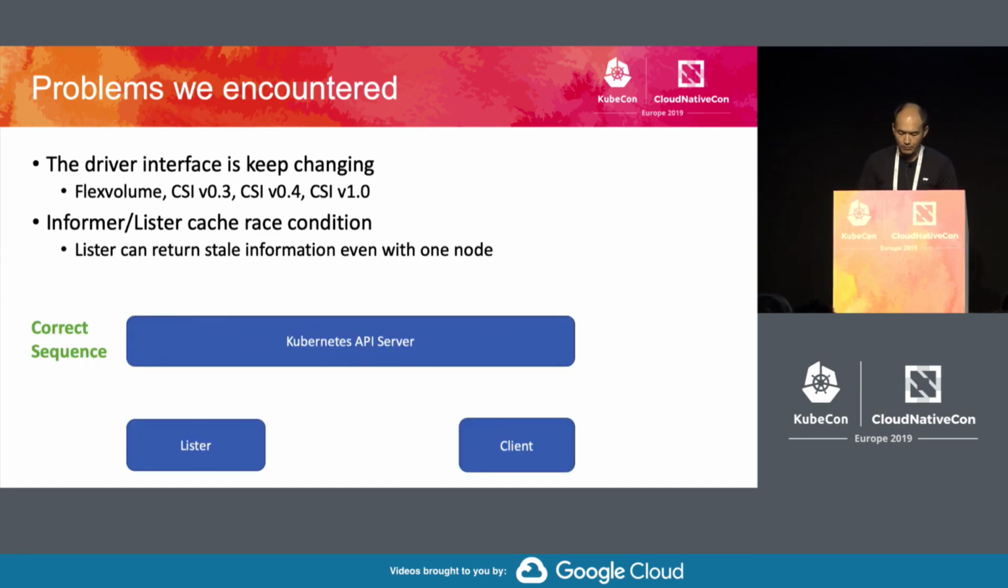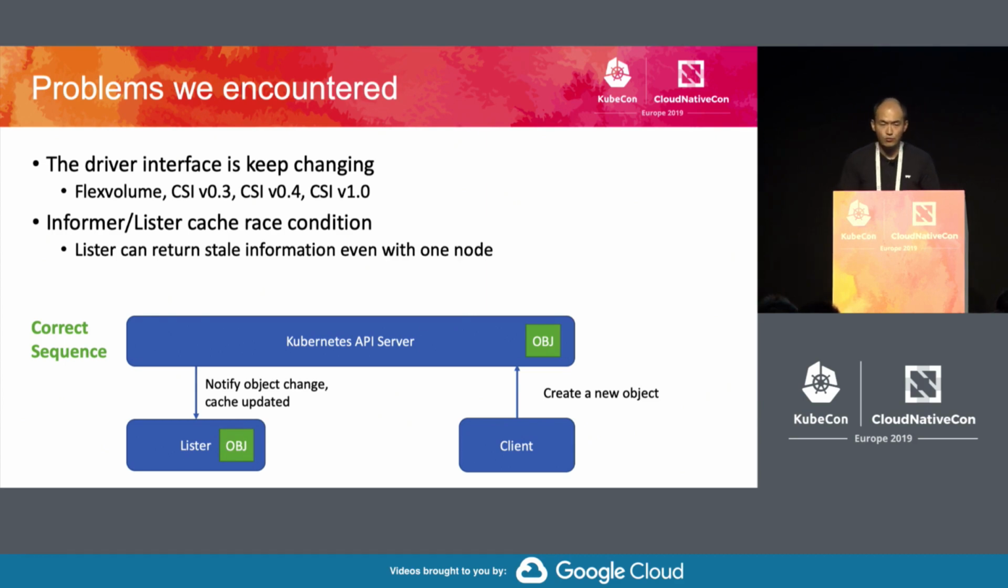Here's an example. The correct sequence is something like this. The client issues a request to the API server to create a new object. The API server, using the etcd watch mechanism, tells the lister, now you need to update your internal cache. The object will be in the cache, and the client goes to the lister to ask, what's my new object? It's there. And this one is correct.